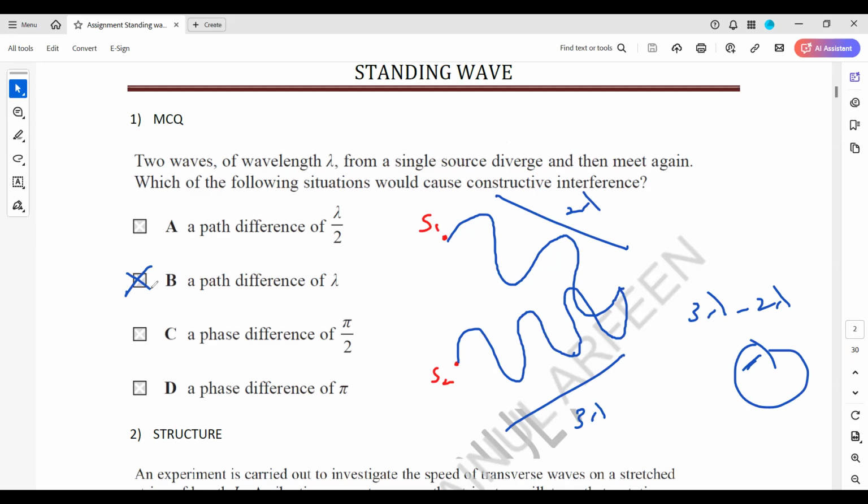About this type of interference, when two waves are produced from different sources, that is our next topic. Actually, this is not a standing wave question. This is a question related to interference.